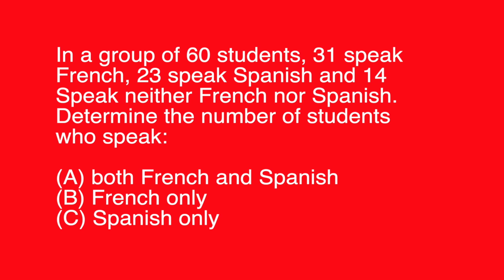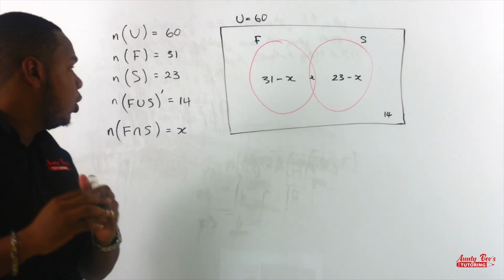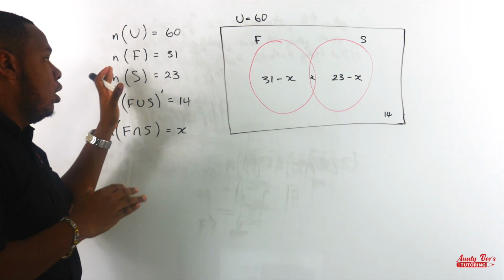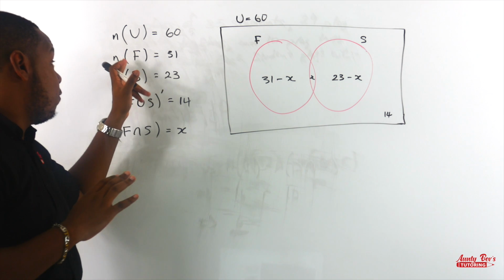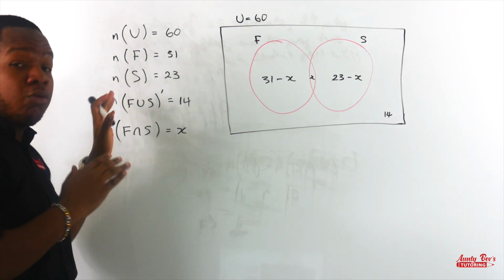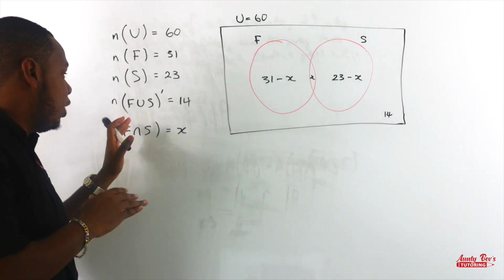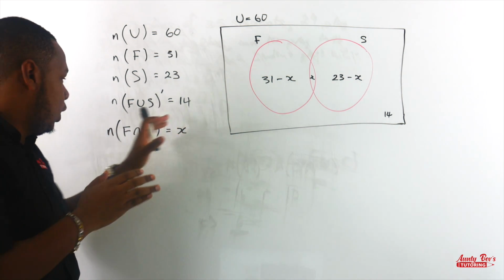In a group of 60 students, 31 speak French, 23 speak Spanish, and 14 speak neither French nor Spanish. Determine the number of students who speak both French and Spanish, French only, Spanish only. Now, a simple breakout for this question. The number of elements in the universe is 60. The number of students in French is 31. The number of students in Spanish, 23. The number of students that do neither French nor Spanish is 14.